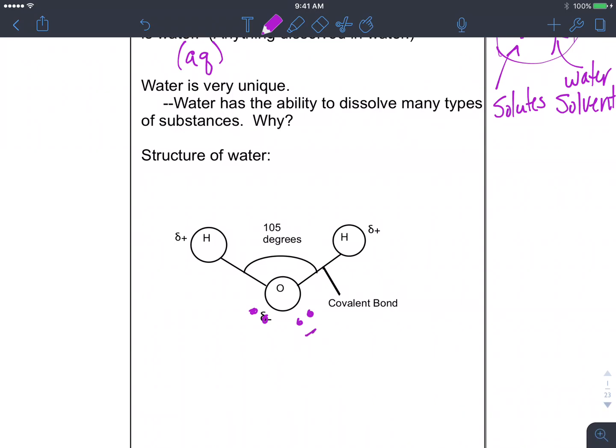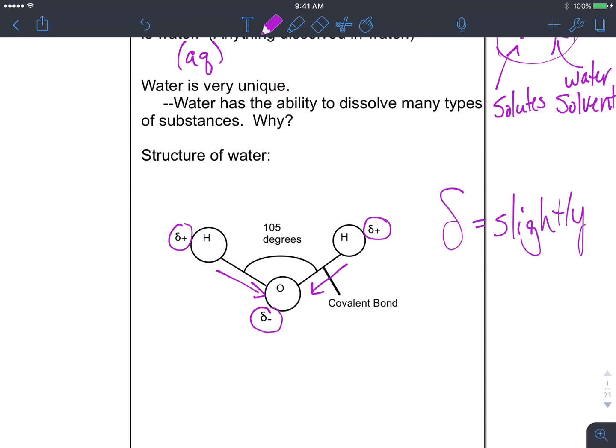and it has these spare pairs of electrons out here on the side. Those electrons from hydrogen are held closer to the oxygen than they are to the hydrogen. And because of that, it creates the situation where there is a slightly positive end of the water molecule and a slightly negative end. So this little symbol here means slightly.